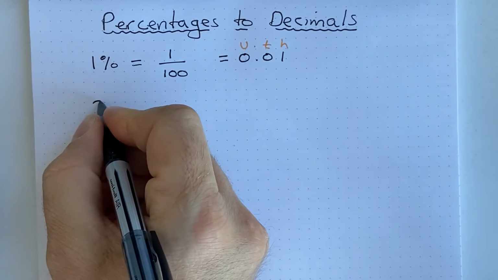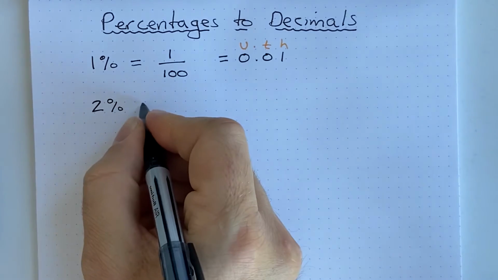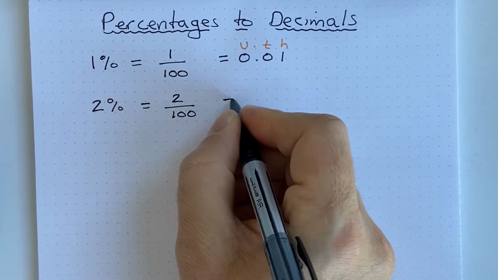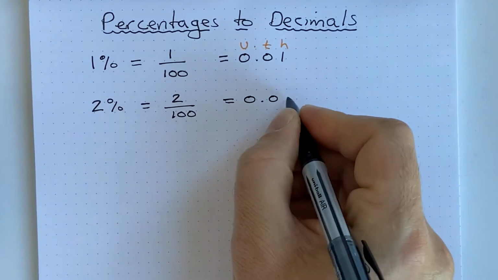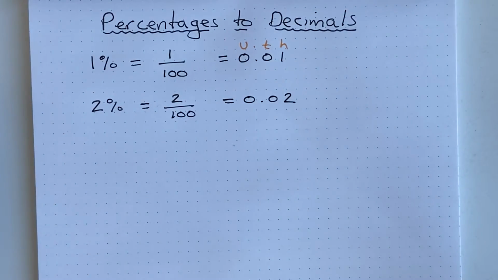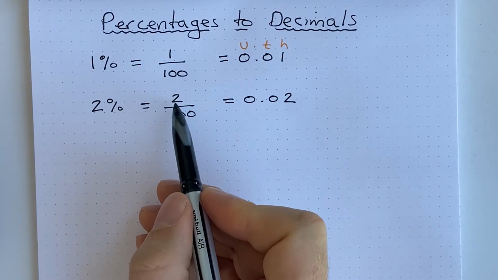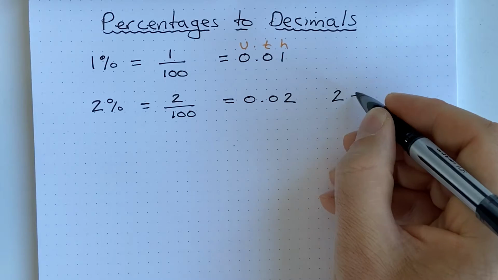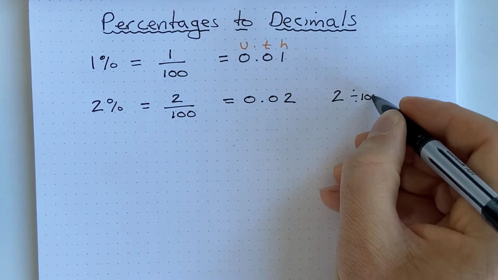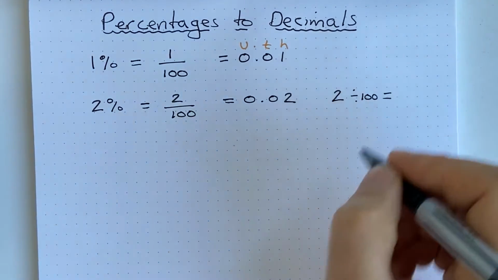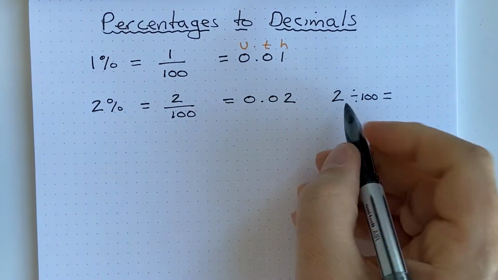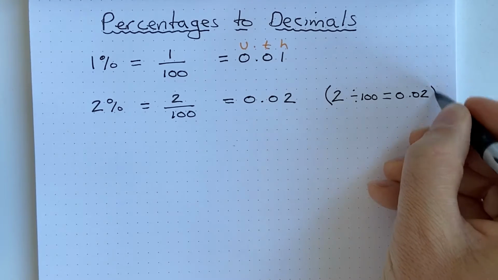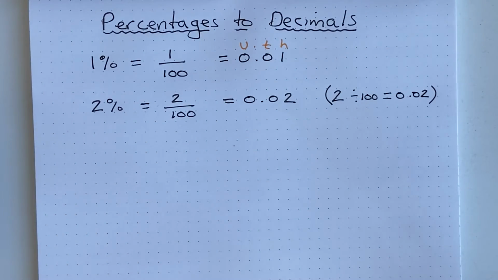2% would be 200ths, so that would be written as 0.02. Another way of doing this is to remember that another definition of 2 over 100 is 2 divided by 100. And the type of question we're going to be doing are actually calculator questions, so you can do this calculation on your calculator. I'll talk more about that in a moment.